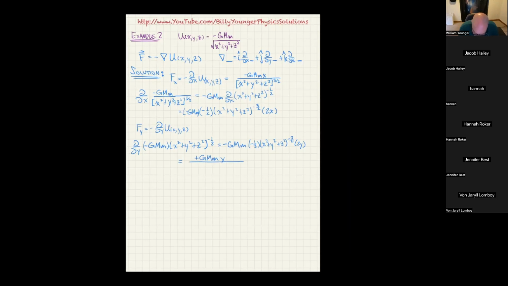over x squared plus y squared plus z squared to the 3/2 power. So that means this is all going to be negative GMM y over x squared plus y squared plus z squared to the 3/2 power. And I think you can all tell what the z is going to be like.